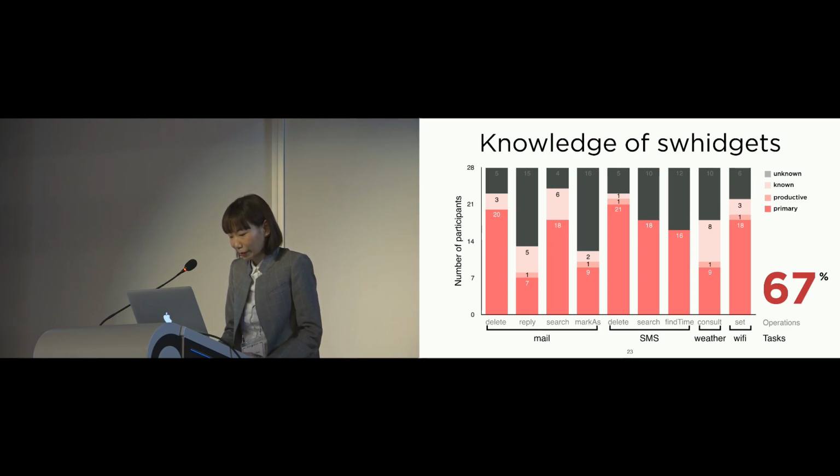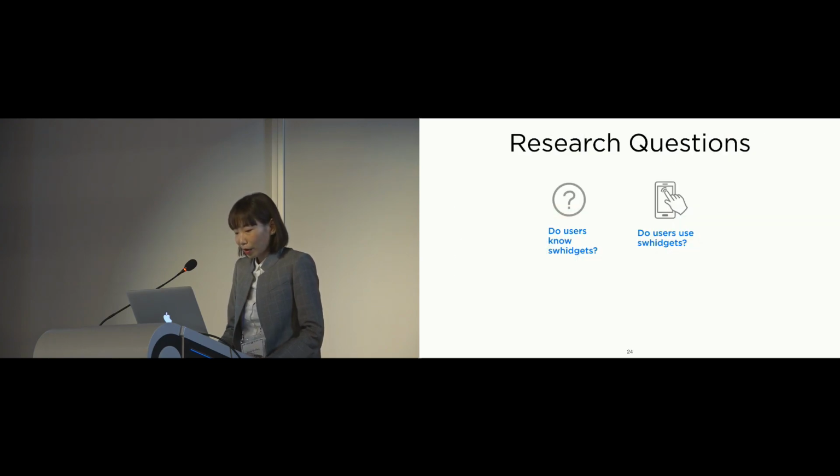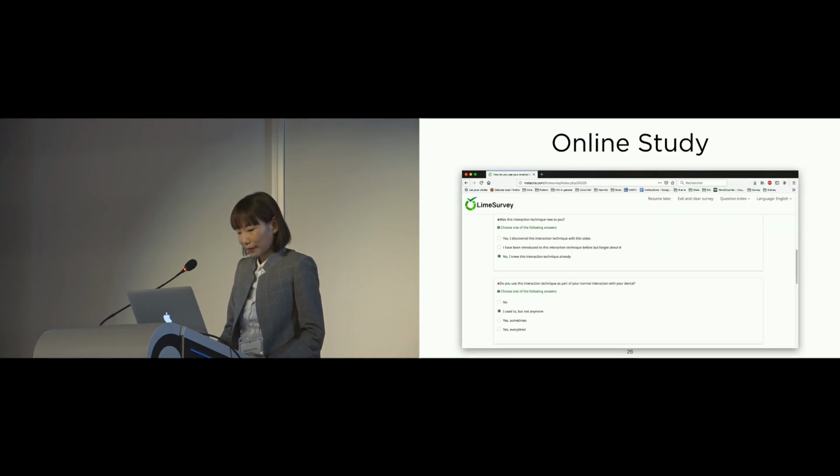However, the light pink area is big in some columns, which means that an important proportion of participants were aware of the Swhidget when it was presented to them, but did not think about using it by themselves. So our partial answer to the research question is: yes, they know Swhidgets, but unevenly, and yes, they use Swhidgets when they know them. Since Swhidgets are unevenly known, we want to reach a larger population and know in more detail how users feel about Swhidgets.